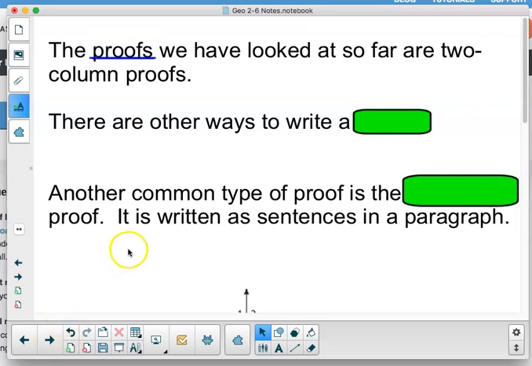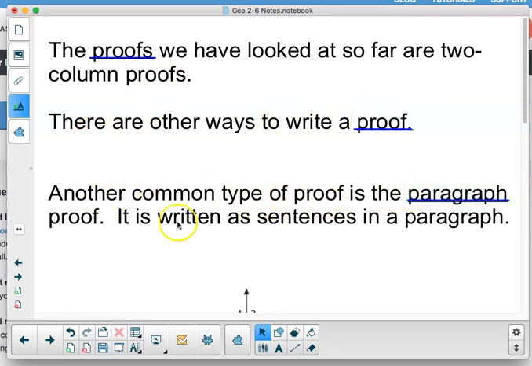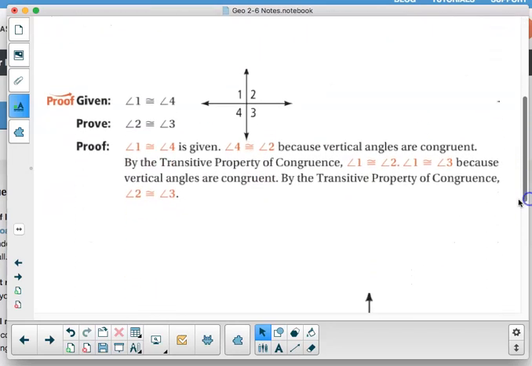Now, the proofs we have looked at so far are 2-column proofs. There are other ways to write a proof. Another common type of proof is the paragraph proof. It is written as sentences in a paragraph.